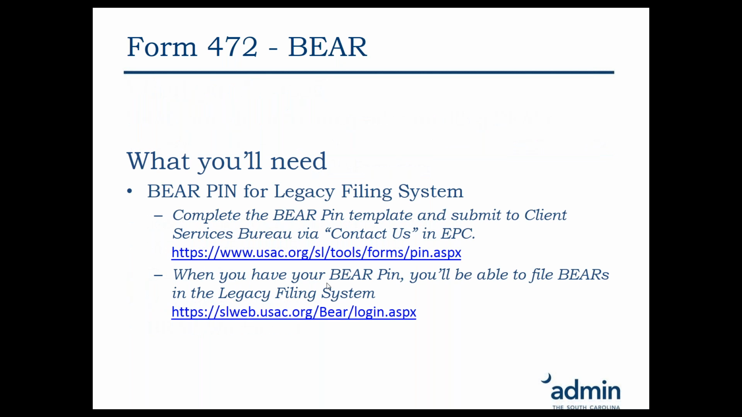So the BEAR PIN, personal identification number for the legacy filing system, is required. You'll want to create that BEAR PIN template and submit it to CSB, and you can do that via EPC. When you log into EPC, in that little link bank towards the top right-hand side of your landing page, there's a contact us, and you can upload that document directly in EPC. You should have BEAR PINs within about 2 weeks or really less. If you ever need help escalating getting a BEAR PIN number, please feel free to always shoot me an email, and I'm happy to help on your behalf. I do have a link to the USAC website where it talks about the BEAR PIN.